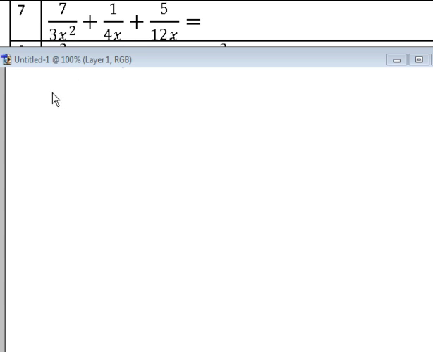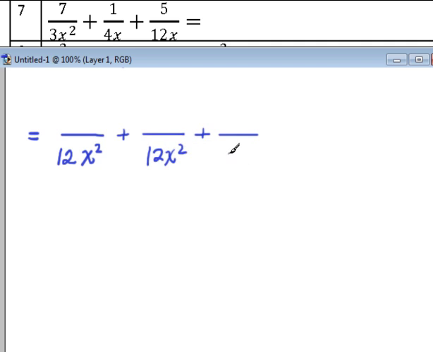In number 7, we're again adding fractions, and we need a common denominator. All right, here we have 3x squared, 4x, and 12x. Let's look at the coefficients, 3, 4, and 12. All right, so the common denominator there is 12, and we have x squared, x, and x. So choose the highest exponent, that would be x squared. So the common denominator is 12x squared. Now 3x squared, compare 3x squared and 12x squared. We have to multiply this top and bottom by 4 to get 12x squared. So we'll multiply 4 times 7 on top here. We have 28.